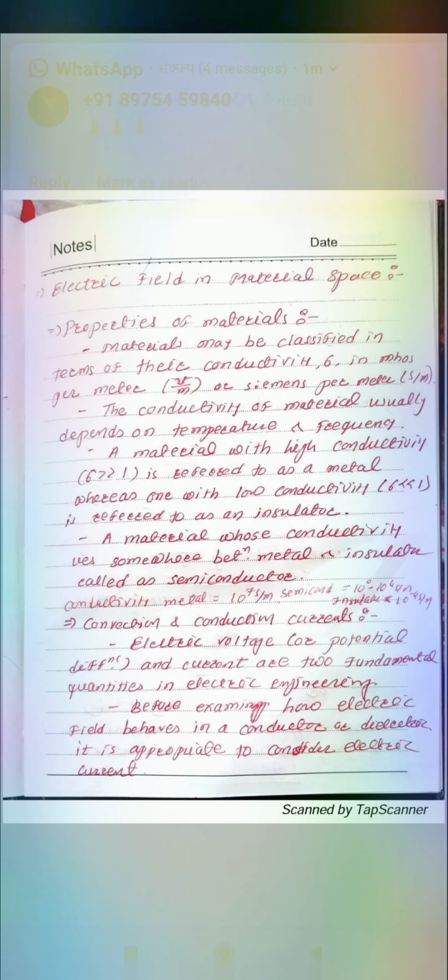Whenever we consider the conductivity in the different materials, if suppose conductivity is greater than 1, then we say that this is the metal. If the conductivity of the material is less than 1, we can say that it is at low conductivity, therefore the material is an insulator.